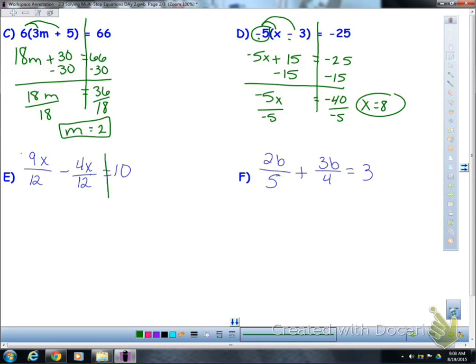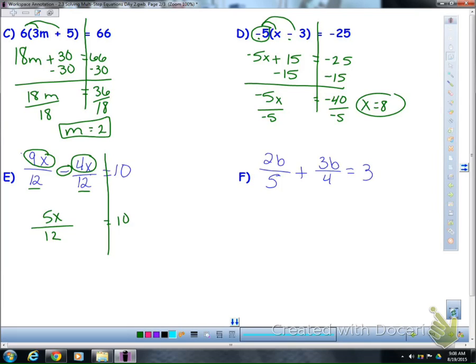Okay, if we look at example E, we have fractions. No big deal. Remember, to add or subtract fractions, you have to have the same denominators. If you look at example E, we have the same denominators. So we can just keep that denominator of 12. If your denominators are the same, you can add or subtract the numerators like normal. So this is going to be 9x minus 4x, which is 5x, equals 10. So if the denominators are the same, easy peasy, okay?